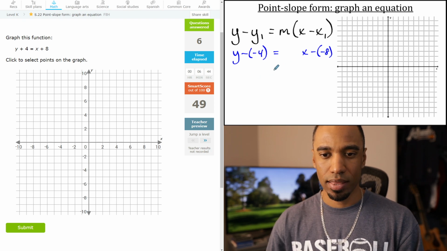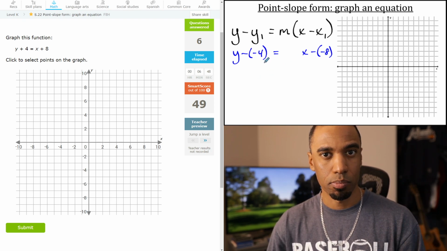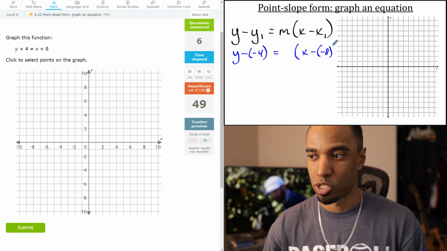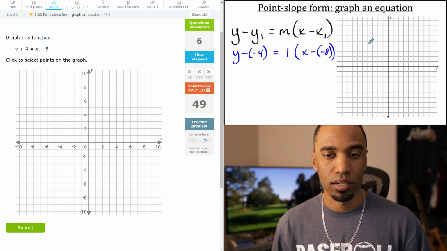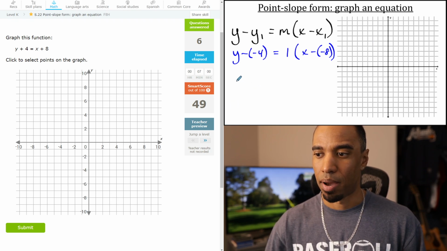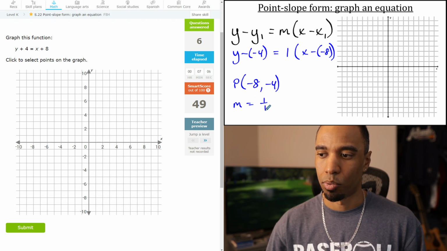Now, if you don't see parentheses or a number on the outside, that must mean one thing. You're multiplying by 1. If you multiply by positive 1 specifically, 1 times something is just that something. So my slope is 1 here. I'm going up 1 over 1. My point that I'm crossing through is negative 8 comma negative 4, and my slope is up 1 over 1.